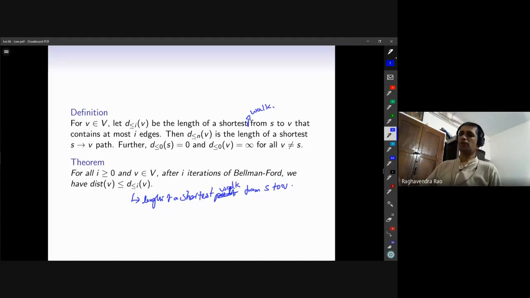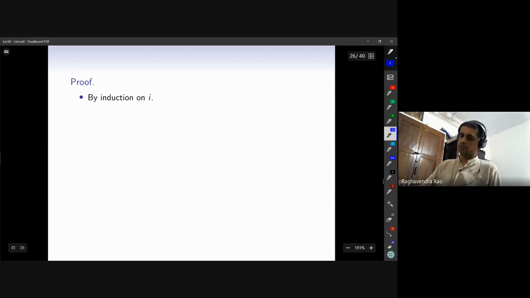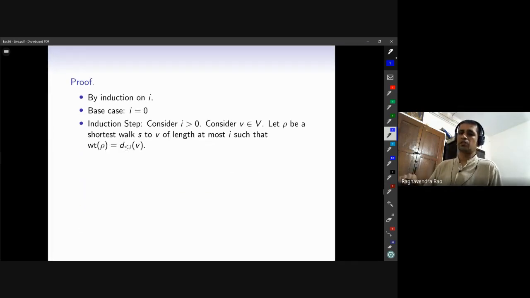So this is what we are going to prove now. If you prove this theorem, we are done with the correctness of the distance computation. The negative weight cycle part we'll leave; I'll just give you the intuition, but it's not very difficult using this theorem itself. We'll be proving this by induction on i. The base case will be i equal to 0. So we'll look at the induction step.